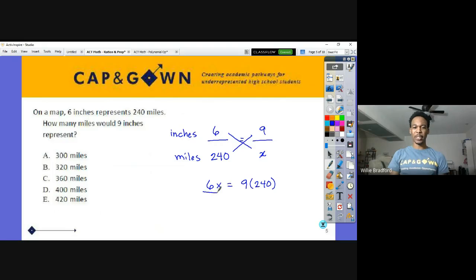And I'm going to divide both sides by 6. And when I do that, I should get 360. Just checking my calculator. They get 360 miles. Again, they can be pretty quick. You can probably do them in a minute or less if you set up your proportion correctly. All right. Take a look at a little bit harder one.